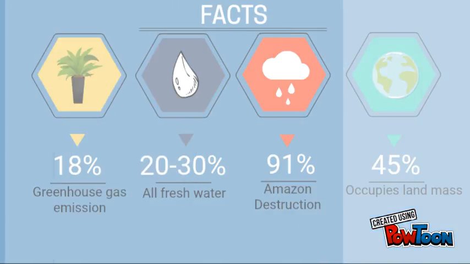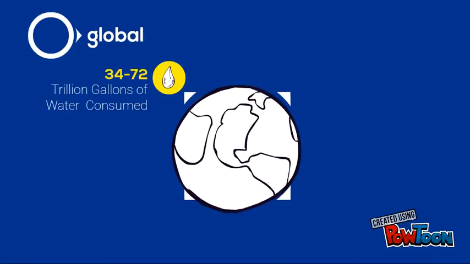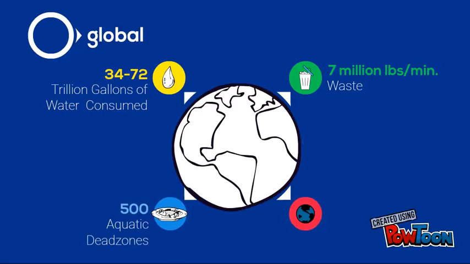mass on the planet. Agricultural livestock consumes 34 to 72 trillion gallons of water per year, produces 7 million pounds of waste per minute, and the phosphorus and nitrogen of this waste has caused 500 aquatic dead zones in the world's oceans, while also contributing 65% of the world's production of nitrous oxide.